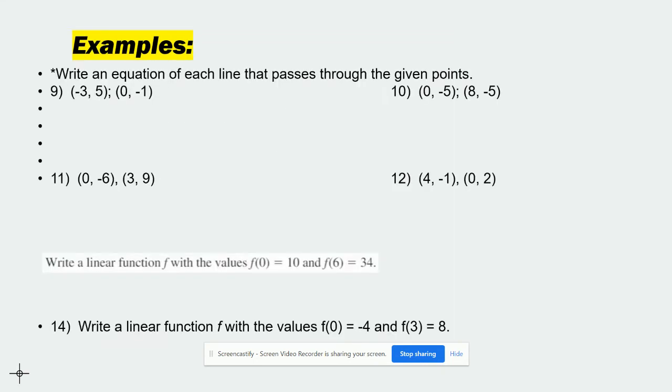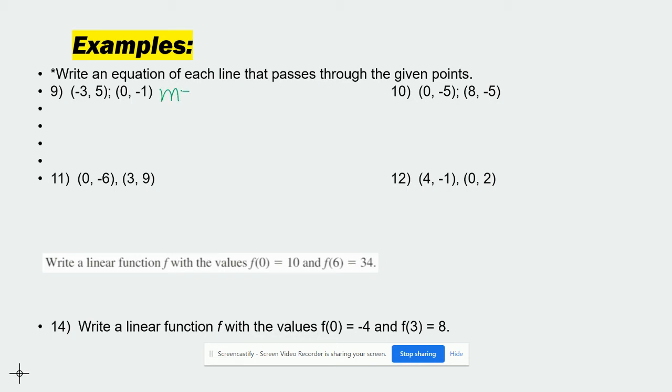For 9 through 12, they give us ordered pairs. It'd be easiest at this point to use the slope formula, although you could plot the ordered pairs and count the rise over run if you wanted to.